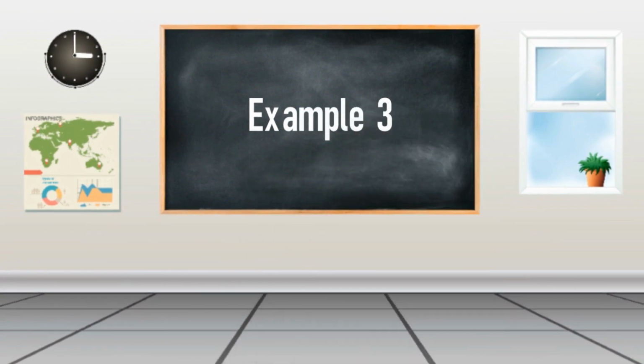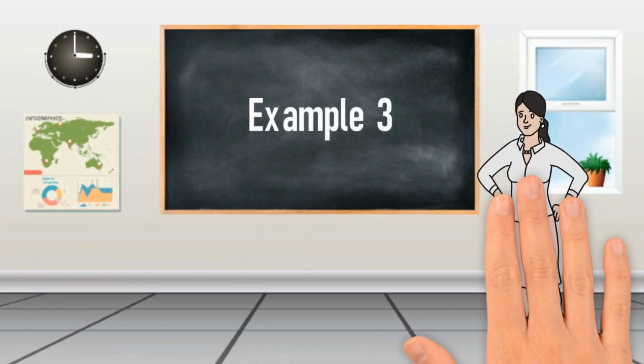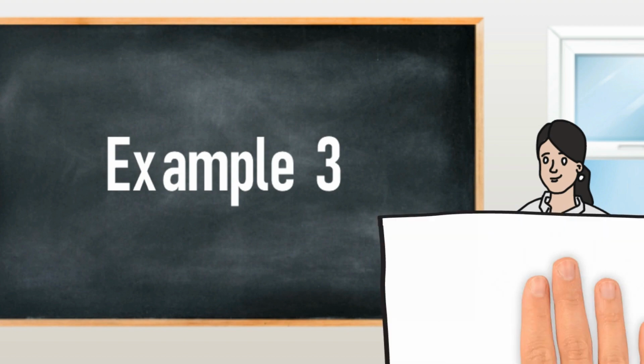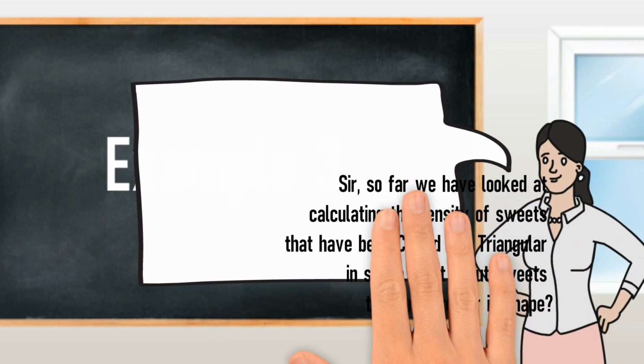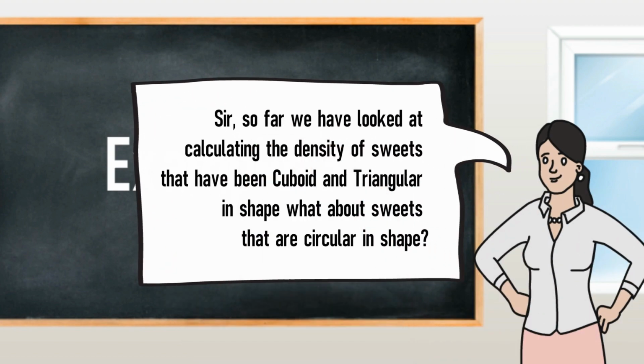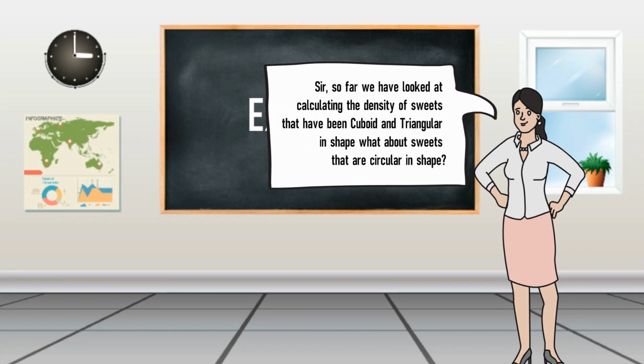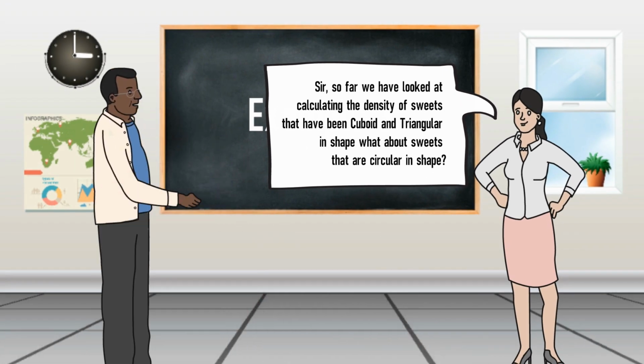Let's consider example 3. Azaria from Pythagoras class put her hand up to ask a question. "Sir, so far we have looked at calculating the density of sweets that have been cuboid and triangular in shape. What about sweets that are circular in shape?" And on that note, Dr. Omakobia picked out another sweet from his box of Quality Streets and asked Azaria to have a go at calculating the density of a circular shaped sweet.